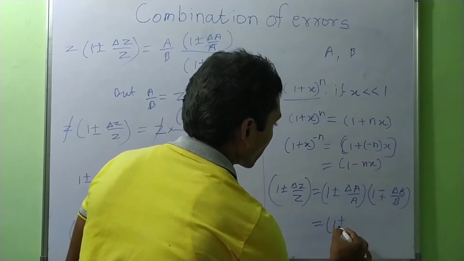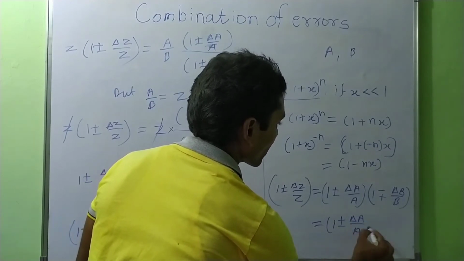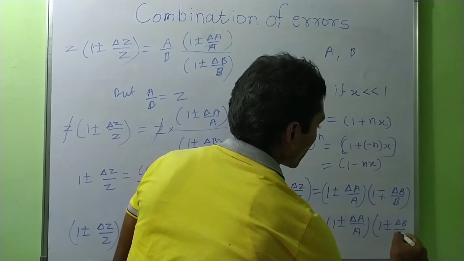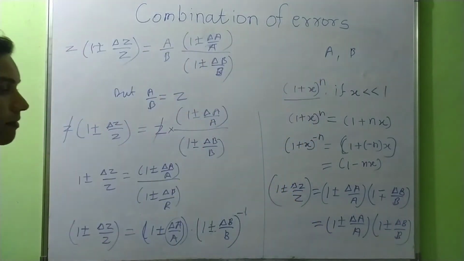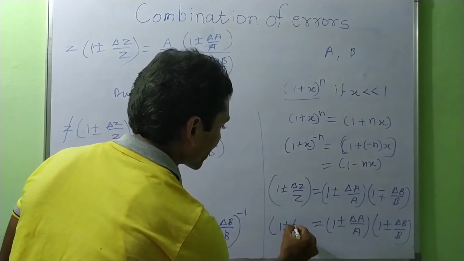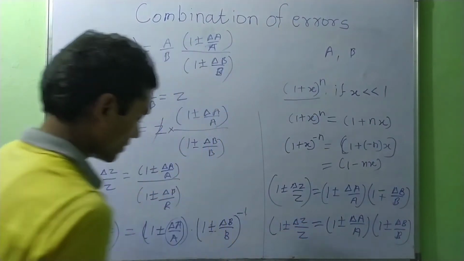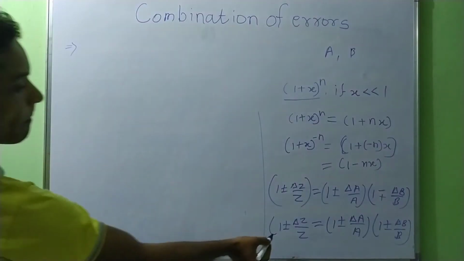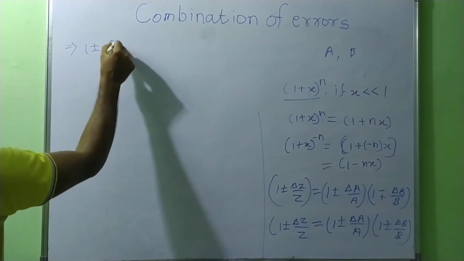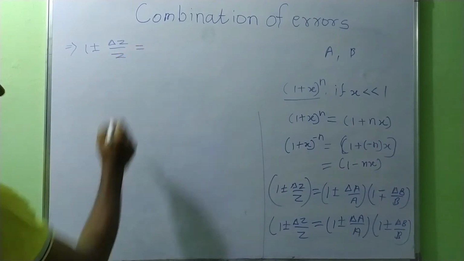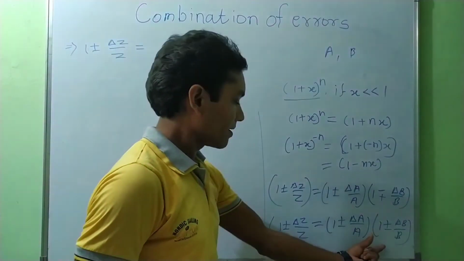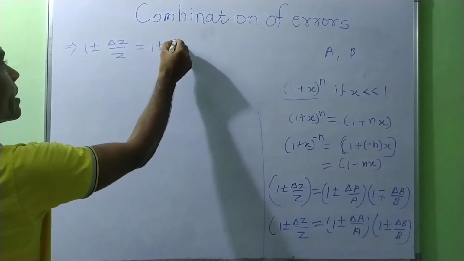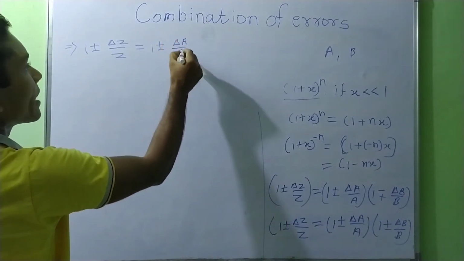So it will be (1 ± Δa/a) × (1 ± Δb/b), and it is equal to 1 ± Δz/z. And what will be this? It implies 1 ± Δz/z equals, on multiplying 1 into 1, and Δa/a into 1, it will be equal to Δa/a.